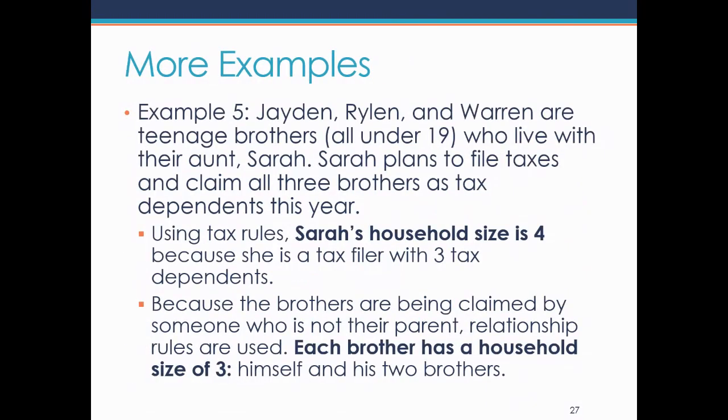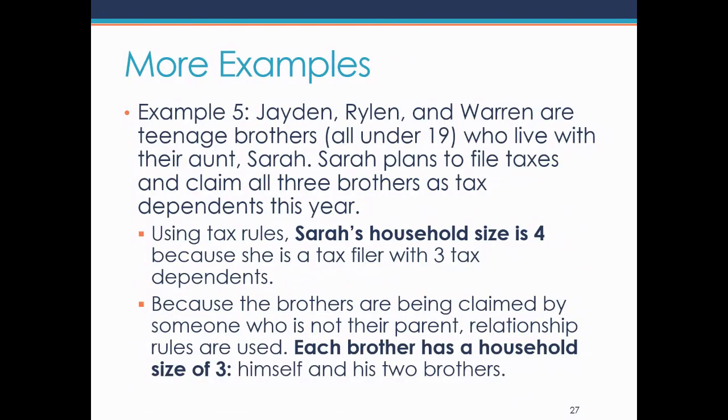Example 5. Jaden, Rylan, and Warren are teenage brothers, all under age 19, who live with their Aunt Sarah. Sarah plans to file taxes and claim all 3 brothers as tax dependents this year. So let's walk through the first one together. First, with Sarah as the target, starting from the top of our handout. Is Sarah expected to file taxes? Yes. So we know we'll be using tax filing rules. Will Sarah be claimed by anyone else as a tax dependent? No. So we'll include Sarah, her spouse, and she doesn't have one, and all of her tax dependents, which would be all 3 nephews. So Sarah's household size is 4.